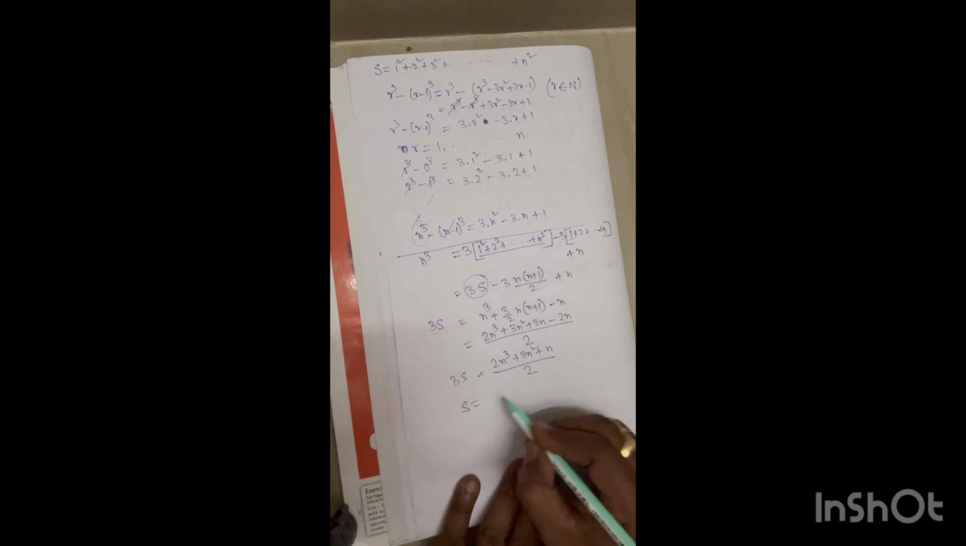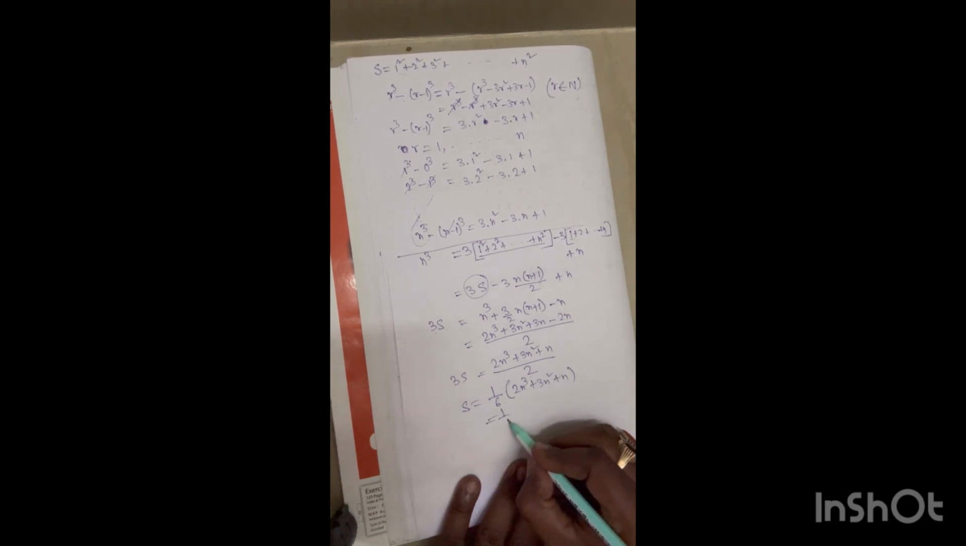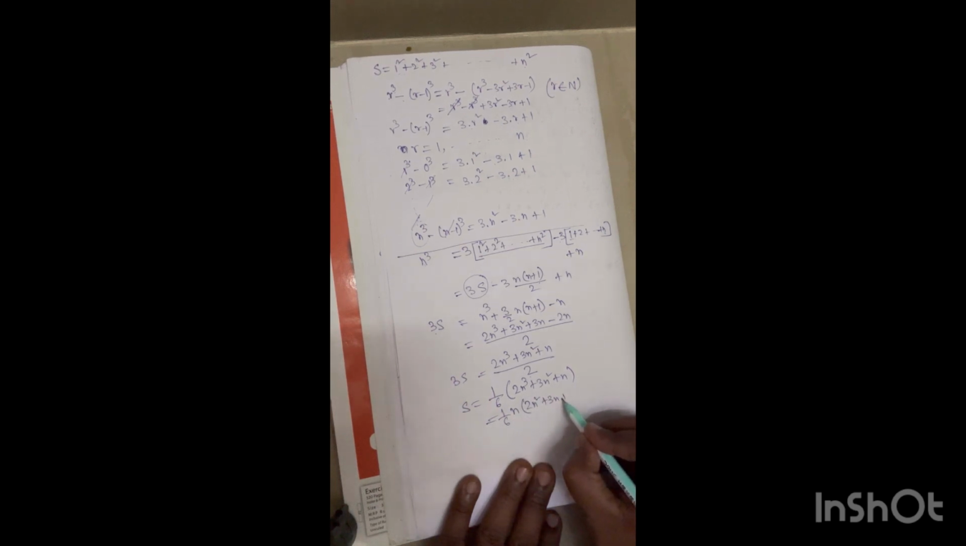So my result, when I get s, the 3 will come to this side, so this will give you 1 by 6, and inside the bracket 2n cube plus 3n square plus n. You can simplify this by taking n as a common factor of all this: n into 2n square plus 3n plus 1.